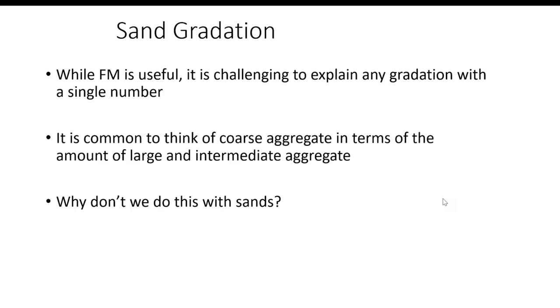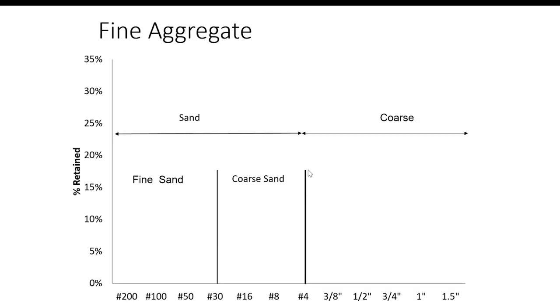And in the coarse aggregate world, we usually think of large and intermediate stone. Why don't we do this with sand? Well, some people do, and we're gonna really push this idea. This is a very big concept. We're gonna find there's something called coarse sand, larger size sand, and that's between the number 4 and the number 30. And then there's something called fine sand, and that's between the number 30 and number 200. And they're responsible for different properties in the concrete. I'm gonna explain this and show this to you coming up.